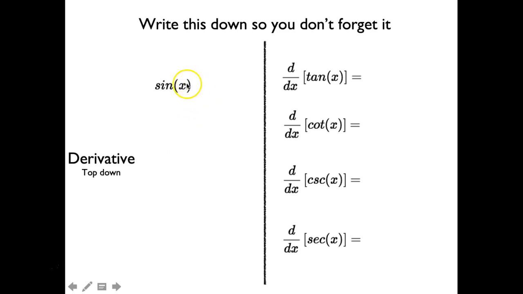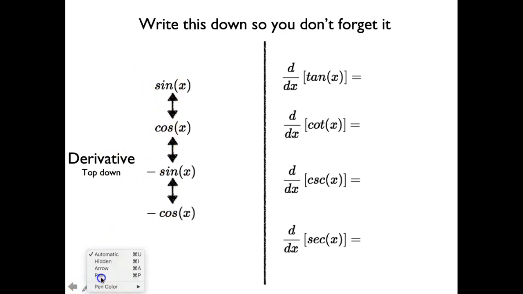So let's start on the left side here. What is the derivative of sine? Well, it's cosine, right? What's the derivative of cosine? Negative sine, and the derivative of negative sine is negative cosine. And then you go back through it, right?